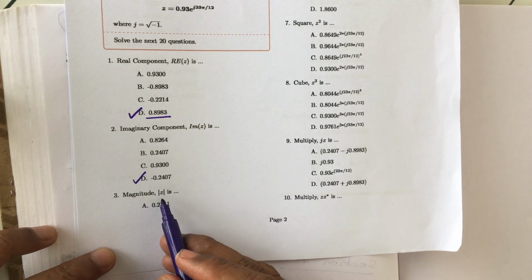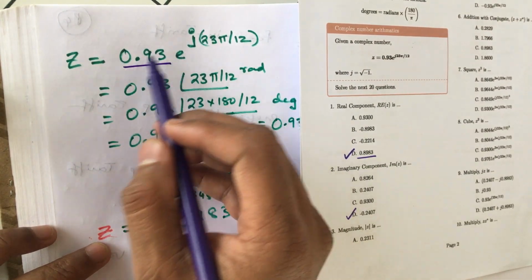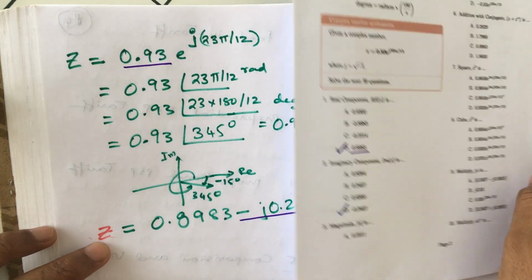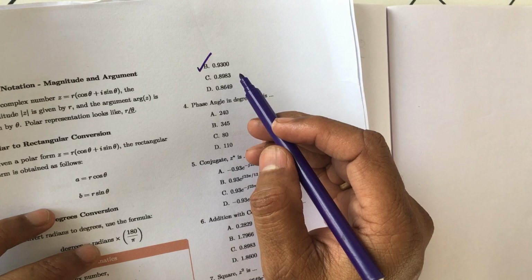Third one, what is the magnitude of Z? So magnitude is nothing but this 0.93 itself. Whatever is the coefficient of E, that itself is the magnitude. So I get the answer as B, that is 0.93.